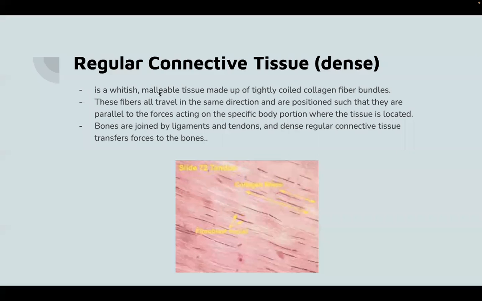So it is whitish, malleable tissue made up of tightly coiled collagen fibers. They all travel in the same direction, and they are parallel to the forces acting on a specific body portion where the tissue is located. Bones are joined by ligaments and tendons, like I said earlier, and transfers forces to the bones. So this is a little picture of what it could look like.